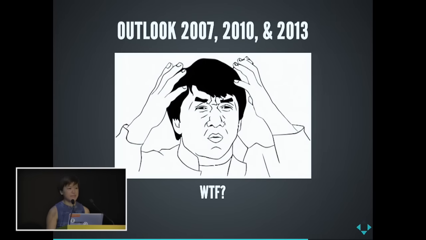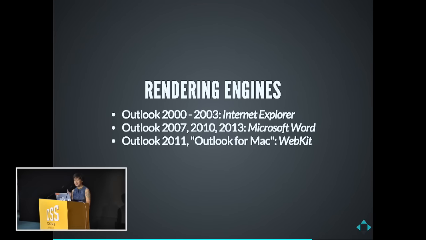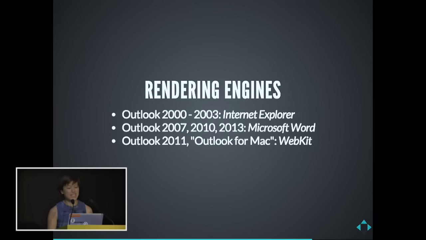So you may be wondering, Outlook 2007, 2010, and 2013, WTF. Well, the reason for their issues is the rendering engines. Outlook 2000 to 2003 use Internet Explorer to render their emails. Outlook 2007, 10, and 13 use Microsoft Word as their rendering engines, and I'm sure you guys can understand what problems that would cause. Outlook 2011, also called Outlook for Mac, actually uses WebKit to render their emails. And I was like, why did you guys switch back to Microsoft Word in 2013? I don't know. But that's something to keep in mind.